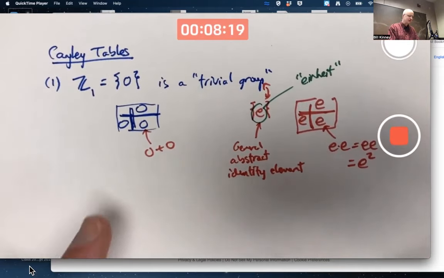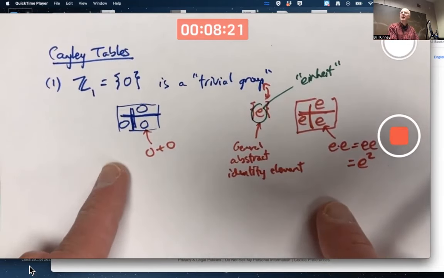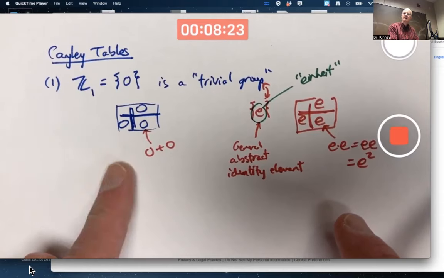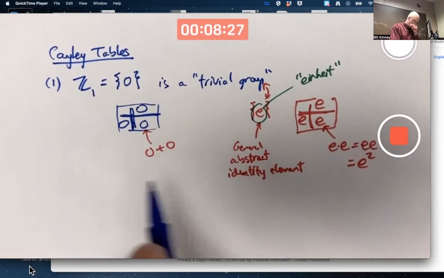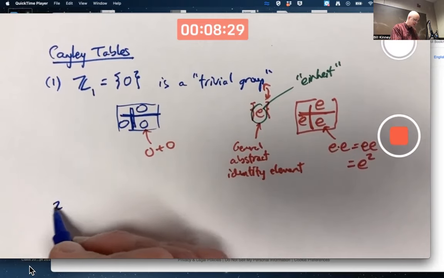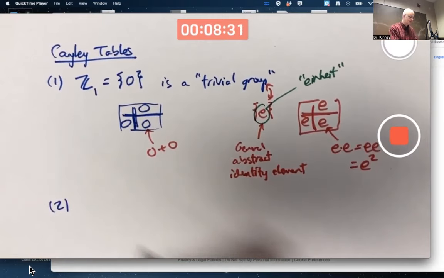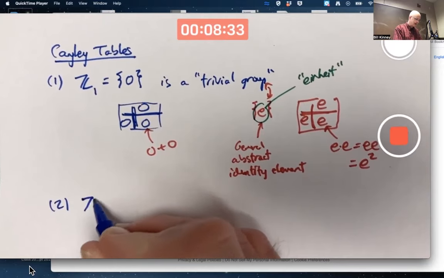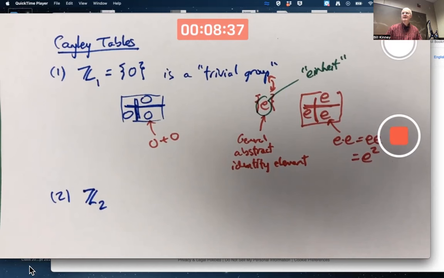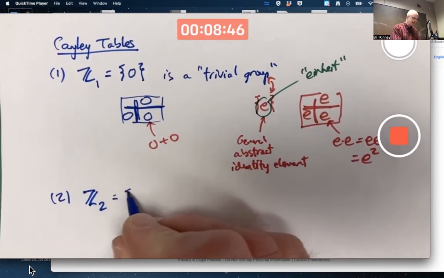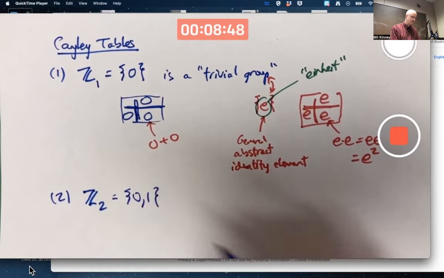So that's the trivial group in two different forms. A particular form, you could call it a particular example, and an abstract form. What's the next level of complication? How about with two elements? Z2 would be the set of the first two integers starting with 0. As a set, it would contain 0 and 1.